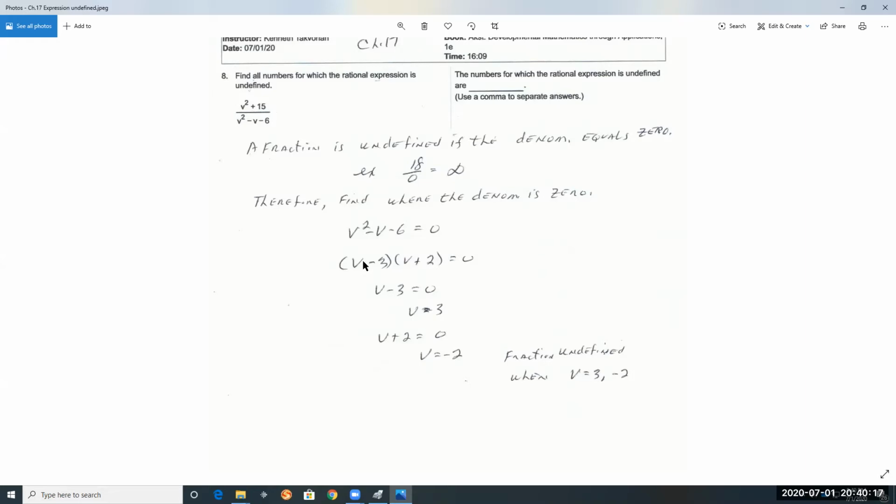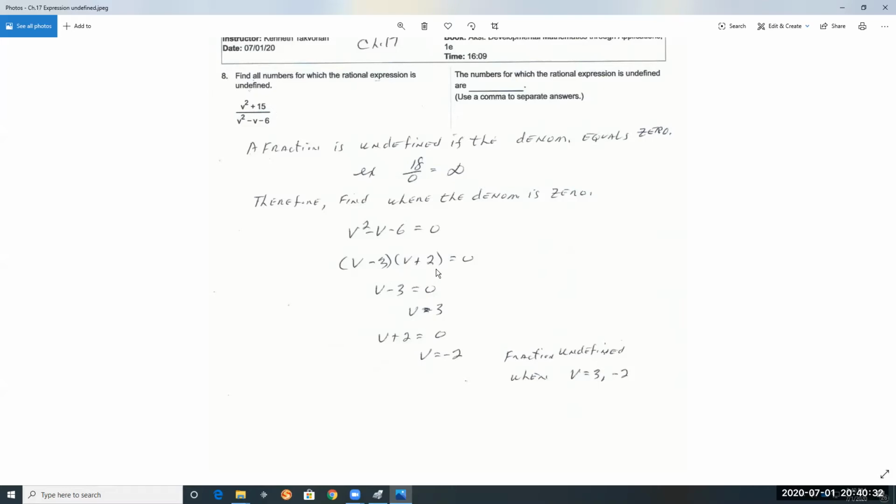Let's check that out. V times v is v squared. The inside product is minus 3v. The outside product is 2v, which gives me a total of negative v. And the last term is multiplied as minus 6.